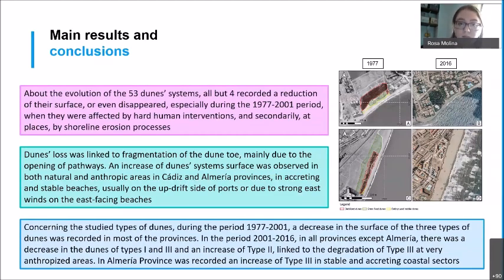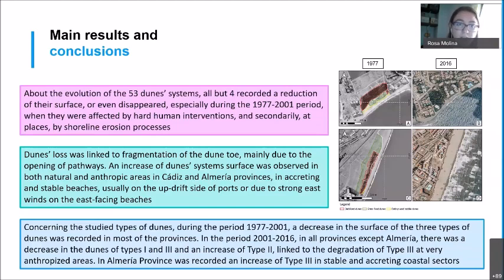An increase of dune system surface was observed in both natural and anthropic areas in Cadiz and Almeria province, inactive and stable beaches, usually on the updrift side of ports, or due to strong east winds on the east-facing beaches.